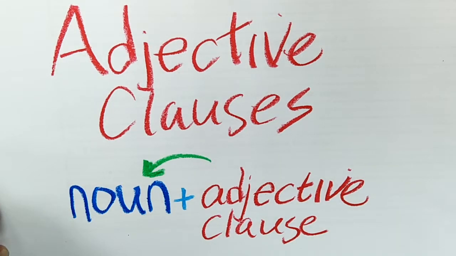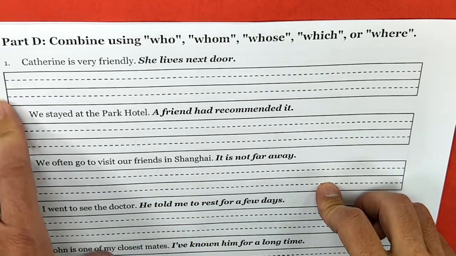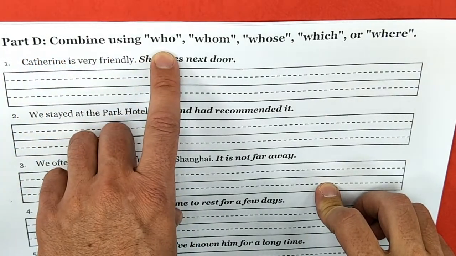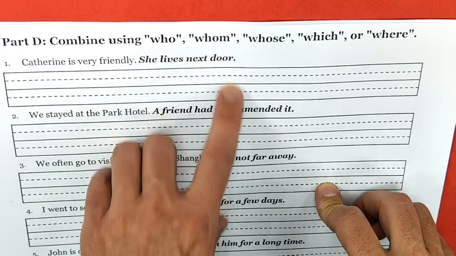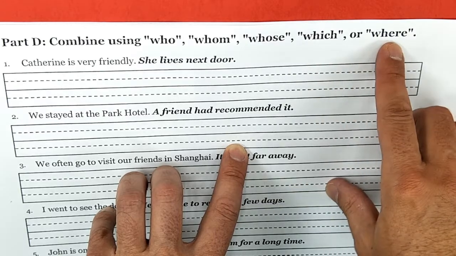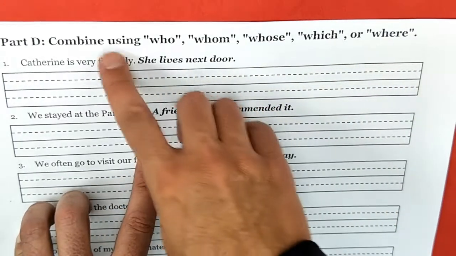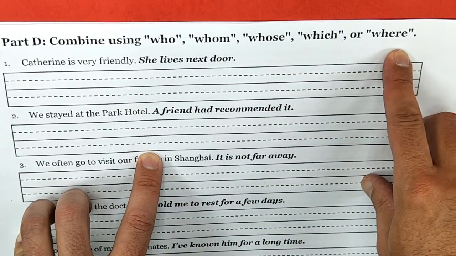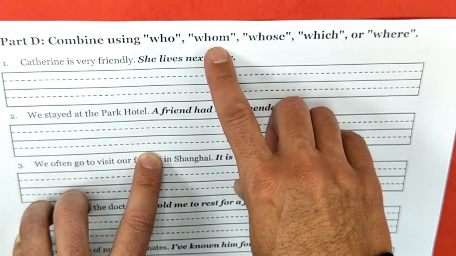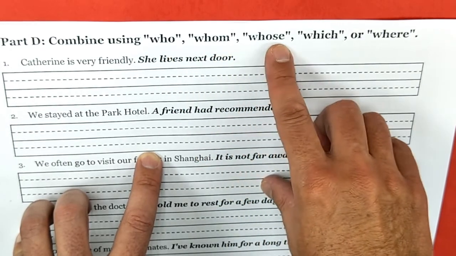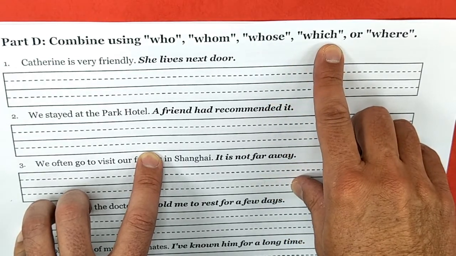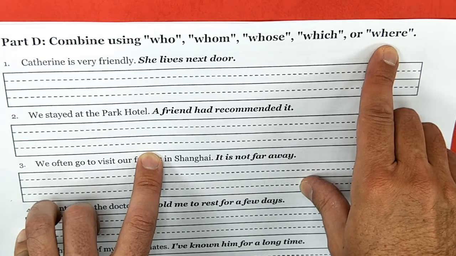Homework D. Okay, part D. Combine using who, whom, whose, which, or where. These are the markers that we are going to be using. Who for a person, whom for a person, but that's an object. Whose, that's a possessive. Which is a thing. Where is a place.